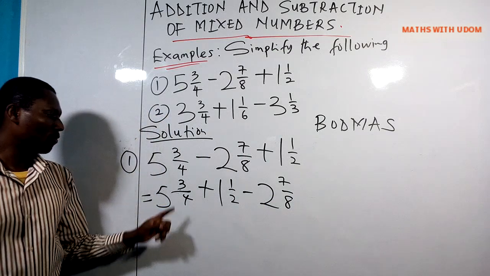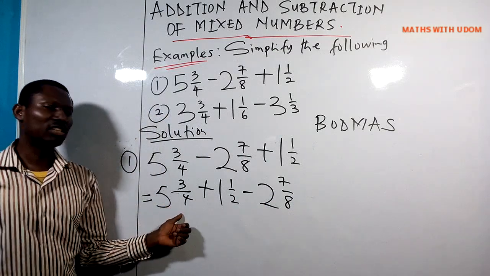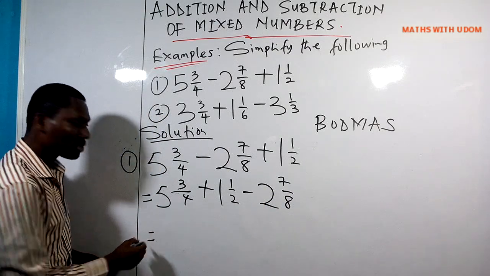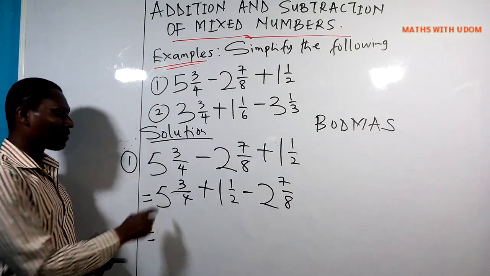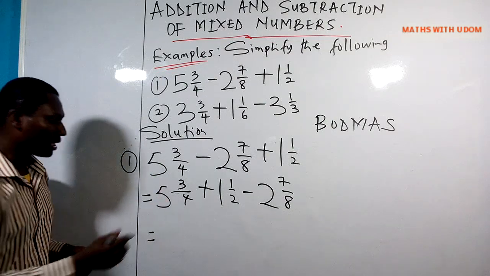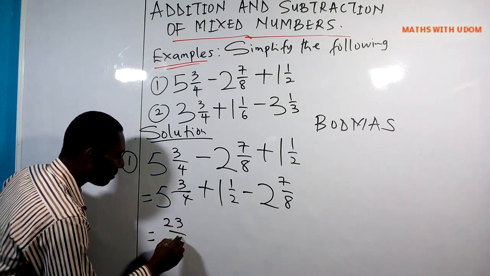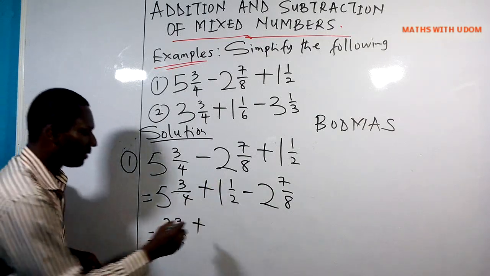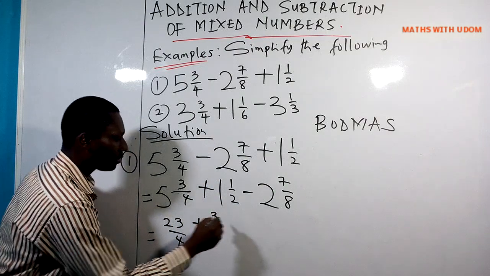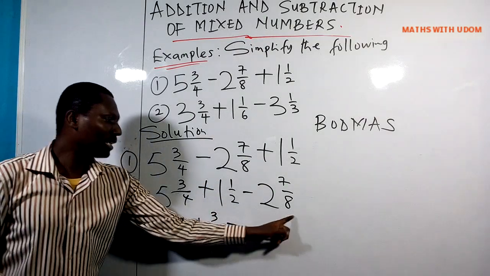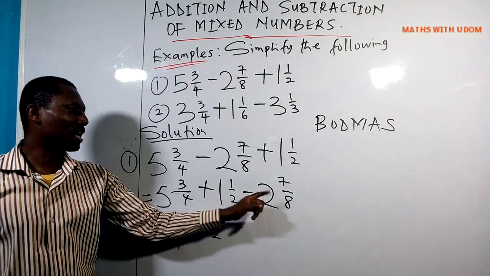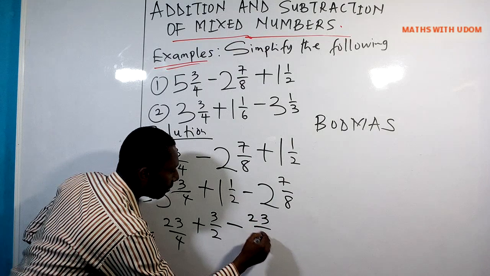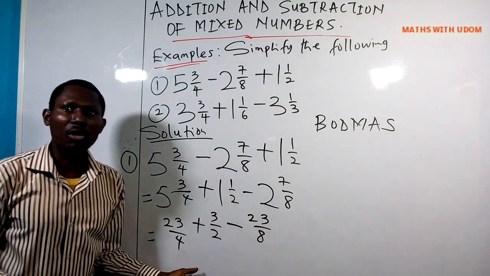So from there, we'll simplify further. Let's change each of the numbers to improper fractions. For that, we have 4 times 5 is 20, 20 plus 3 is 23, so we have 23 divided by 4. Plus 2 times 1 is 2, plus 1 is 3, so we have 3 divided by 2. Minus 8 times 2 is 16, and 16 plus 7 will give us 23, so we have 23 divided by 8.